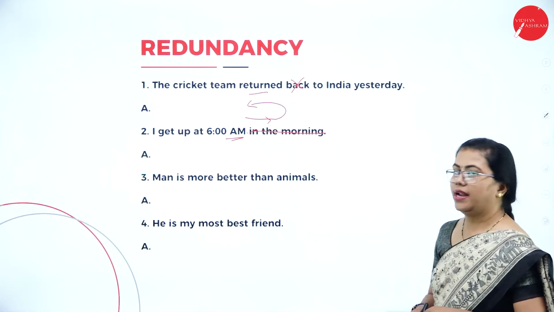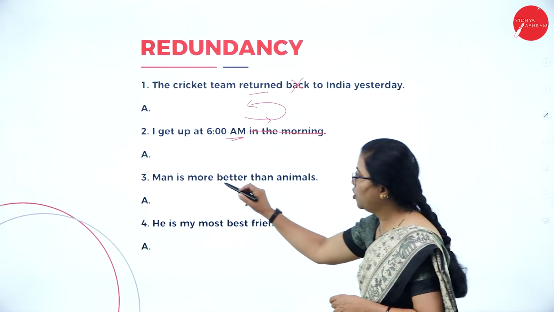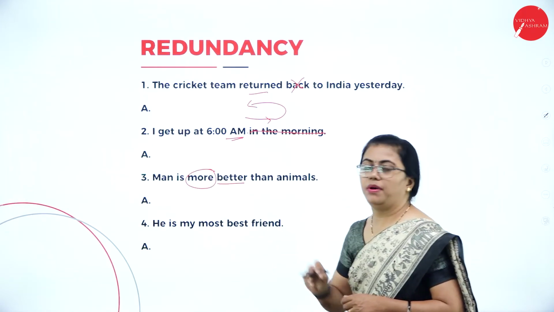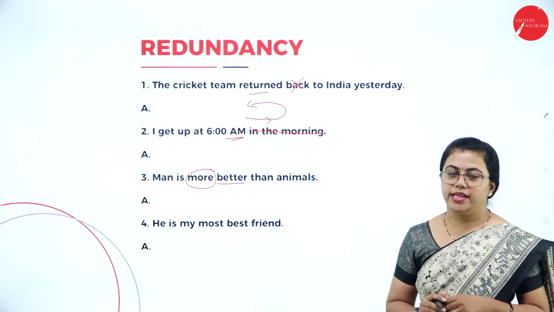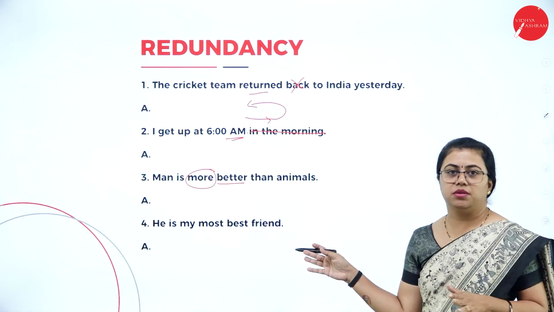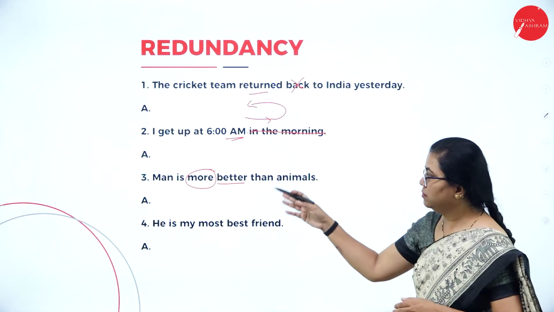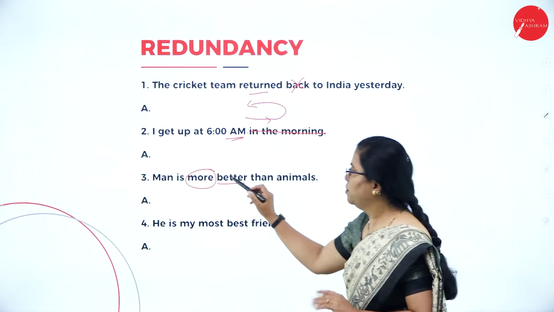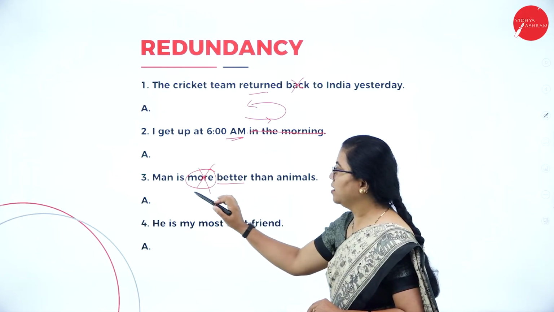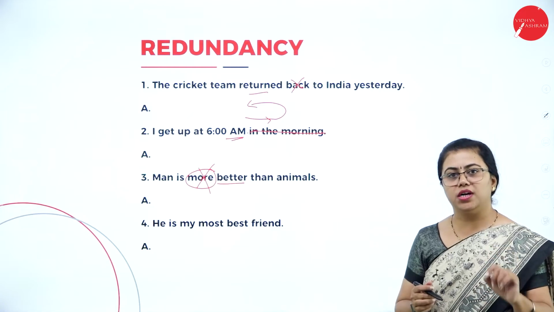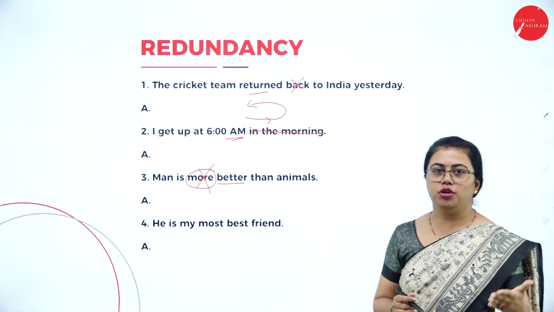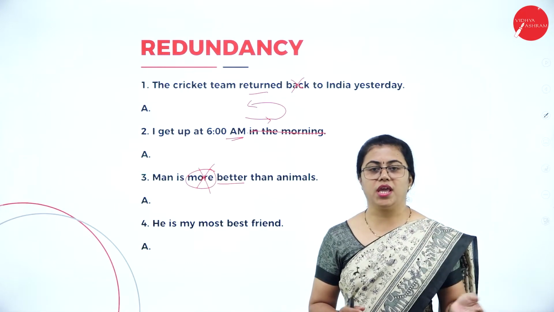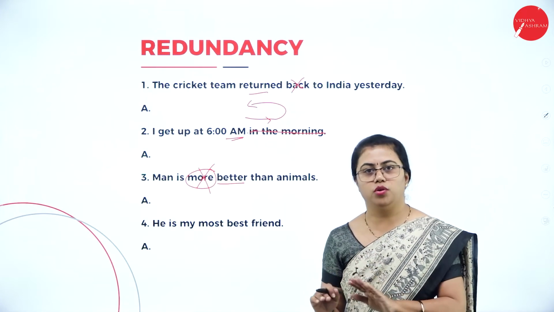Man is more better than animals. Here you can see this is already in the comparative degree, so you need not use another comparative degree. Yes, this is another common mistake that many people make. Man is more better than animals. No, man is better than animals. Enough. So good, better, best is the way you use it. Better is enough, but for a few words you need to use more, like beautiful: more beautiful, most beautiful. It is not beautifuler or beautifulest.